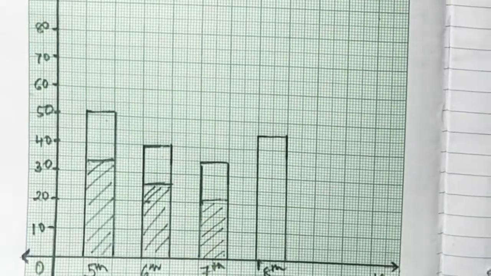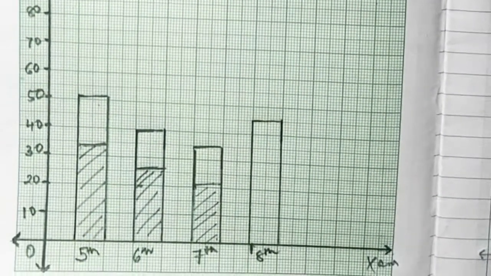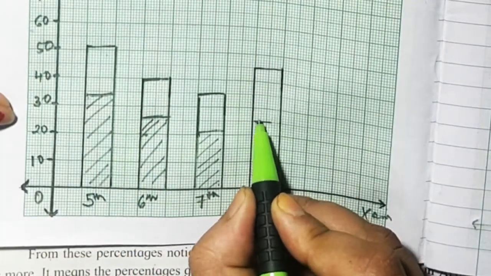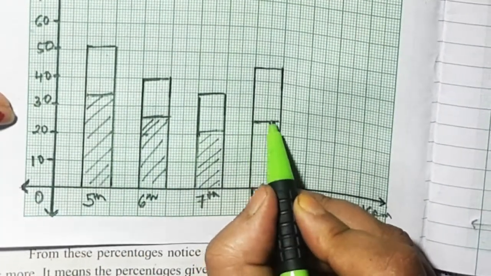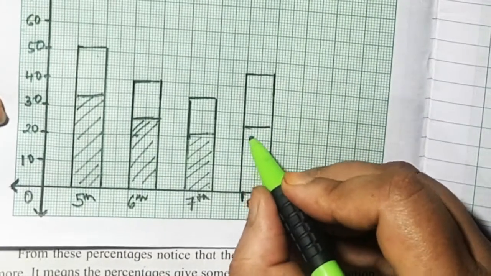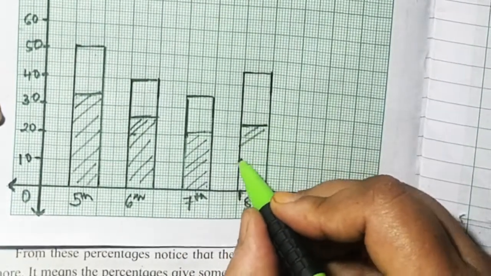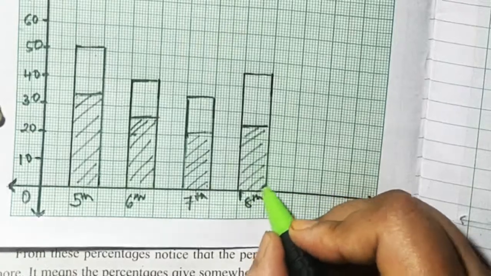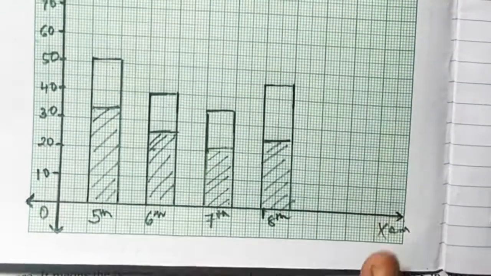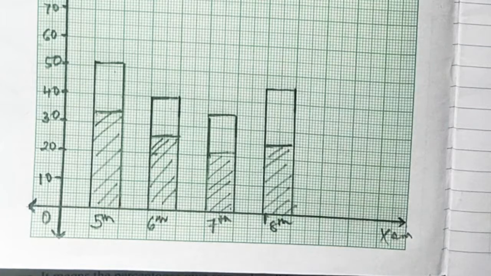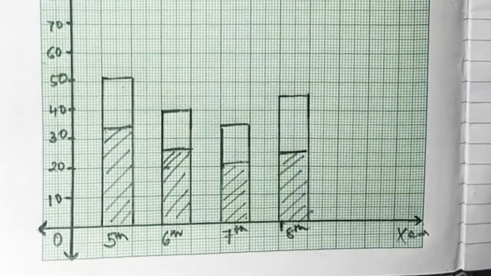The last one is 25 and 20. So boys 25. Between 20 and 30, that dark line is 25. Draw the lines. So done. This stands for boys and this plain part stands for girls. Now this is called a subdivided bar graph.